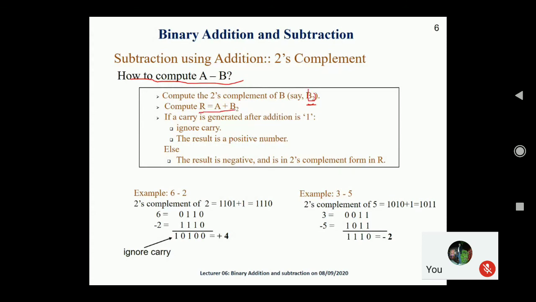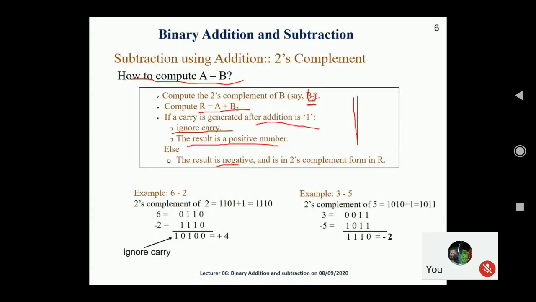Compute R = A plus B2. Now this particular part is coming. If carry is generated after addition, ignore the carry. The result is positive. Else, if carry is not generated, it is negative and the result is the 2's complement of R. So this one is very simple as compared to the 1's complement.